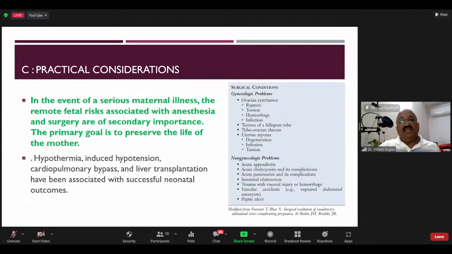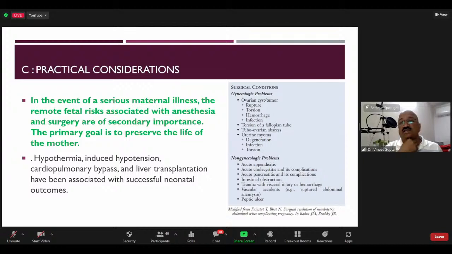In the event of serious maternal illness, the remote fetal risks associated with anesthesia and surgery are of secondary importance. The primary goal is to preserve the life of the mother. You save the tree, you will get more fruits. Hypothermia-induced hypotension, cardiopulmonary bypass, and liver transplantation have been associated with successful neonatal outcome.